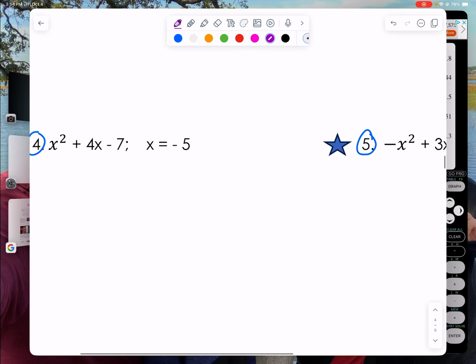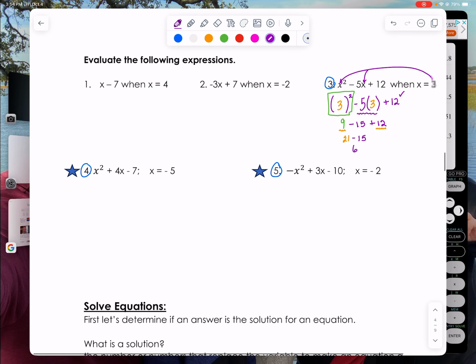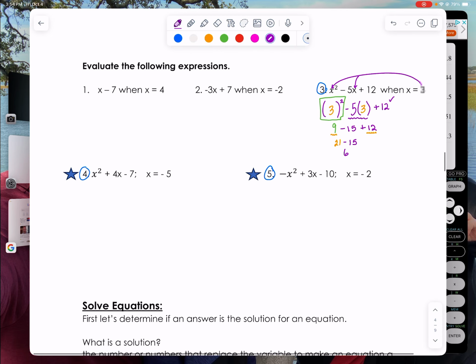But the next two, 4 and 5, have stars on them because they have traps. The main trap is, notice what you are plugging in with both of these. You are plugging in an x that is negative. Whenever you're plugging in a negative, you have to watch out, okay?